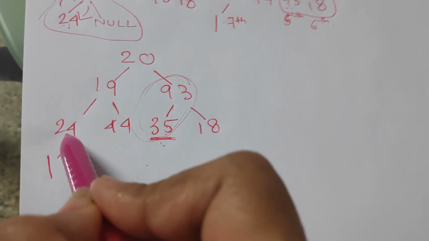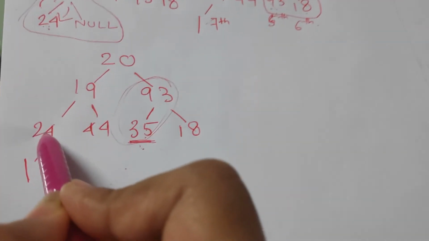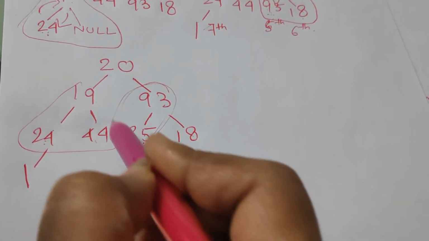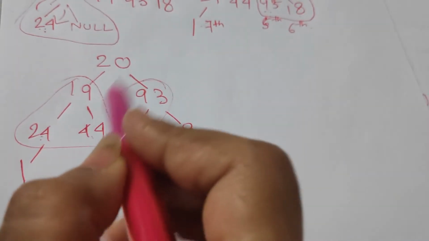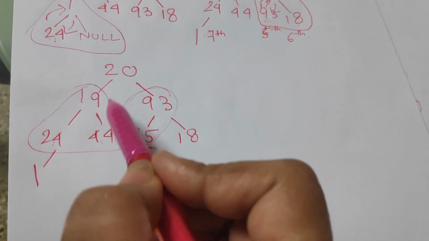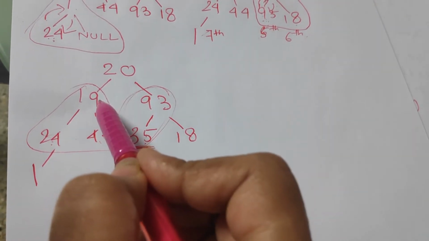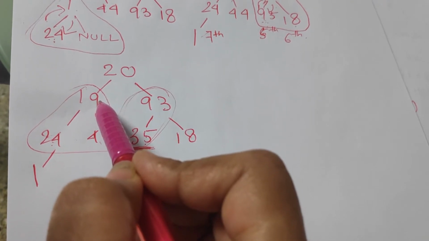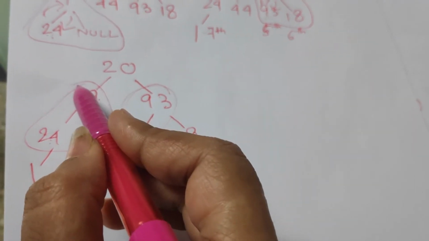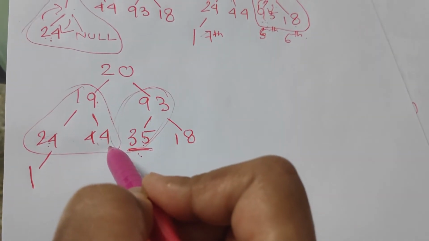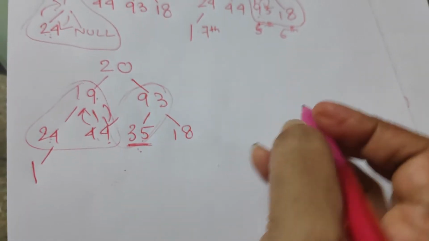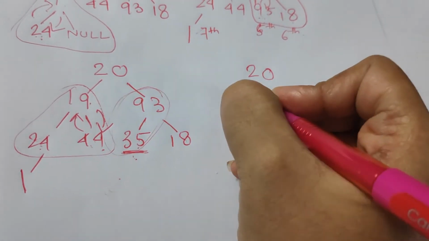Right? Now we come to this part. 24, 44 and 19. So we will check whether these 3 nodes cater to the concept of max heap. But we find again that 24 and 44 are greater than 19. That means it is again violating the concept of max heap. So again we will search for the maximum. The maximum over here is 44. So 19 would be swapped with 44. And the tree would look like this.